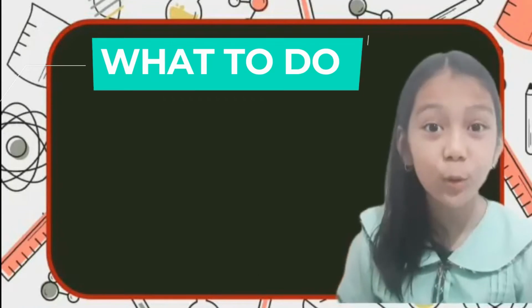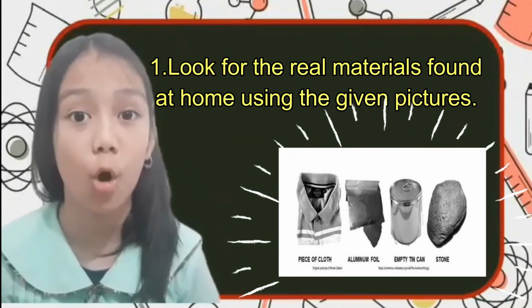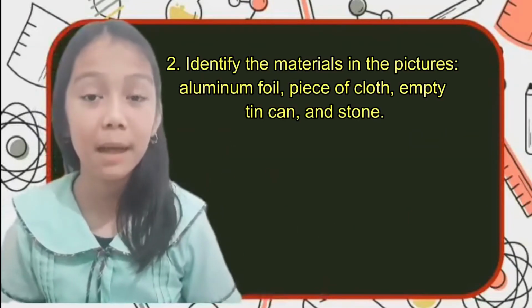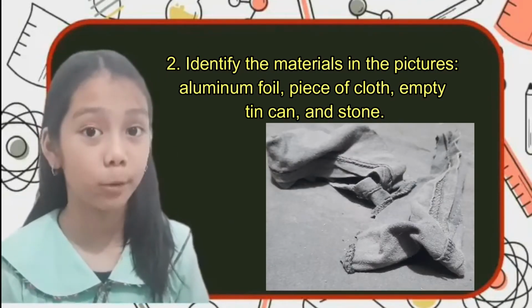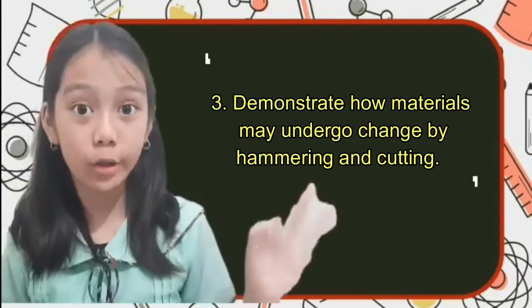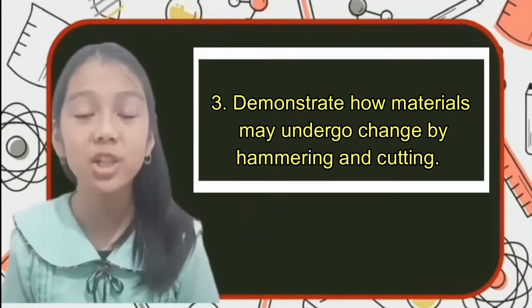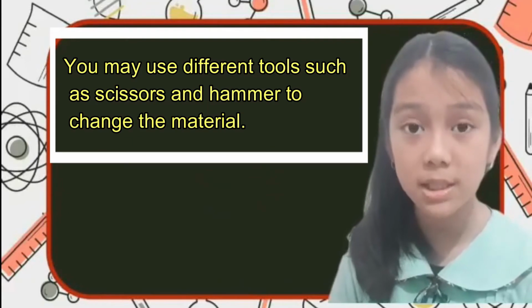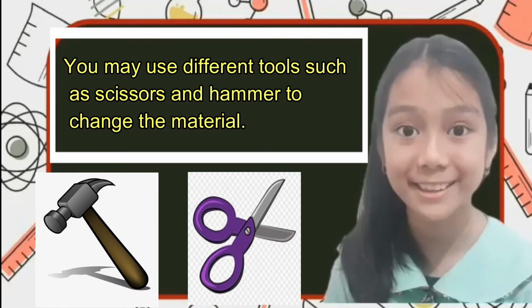stone. What to do? First, look for the real materials found at home using the given pictures. Second, identify the materials in the pictures: aluminum foil, piece of cloth, empty tin can, and stone. And third, demonstrate how materials may undergo change by hammering and cutting. You may use different tools such as scissors and hammer to change the materials.